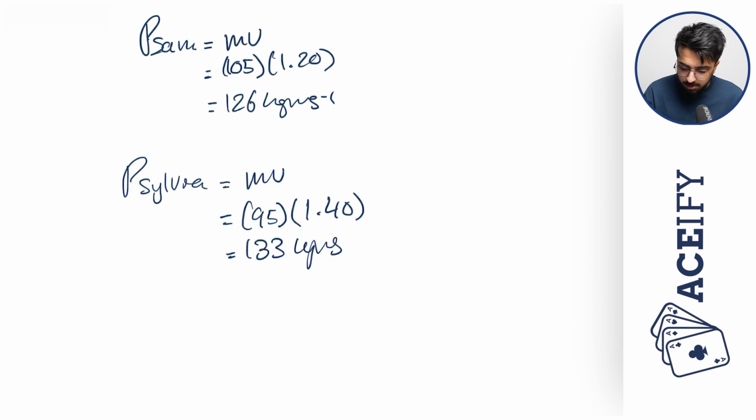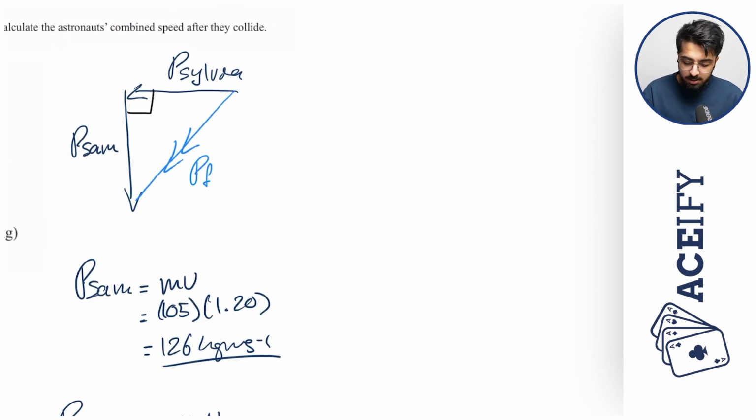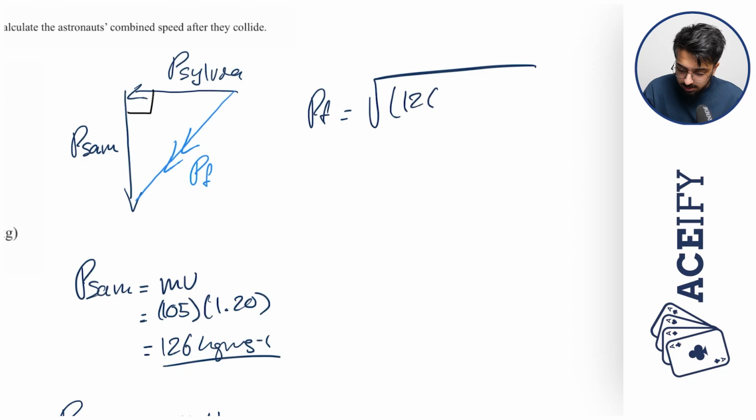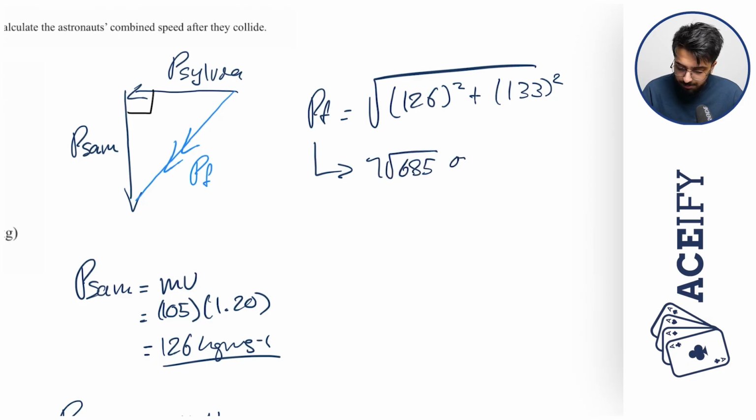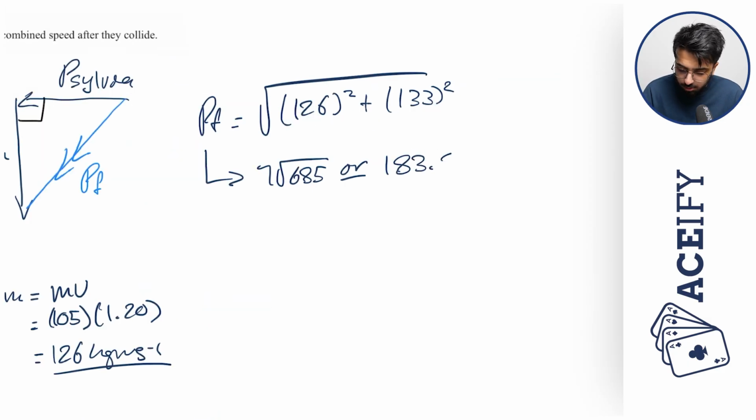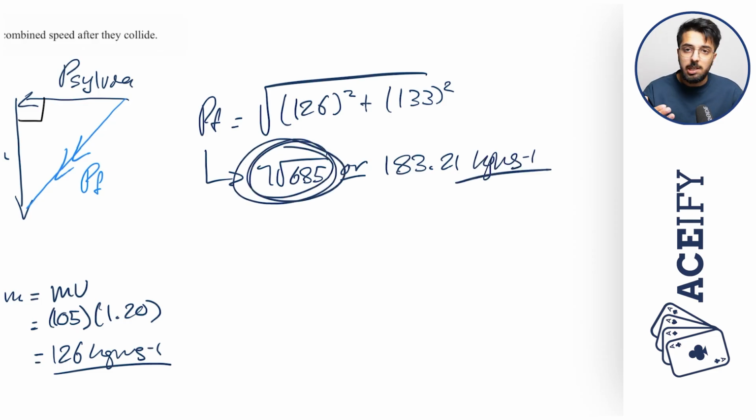And so now we can do our Pythagoras, where our momentum finally is equal to square root 126 squared plus 133 squared, and this gives a final momentum as 7 square root 685, or 183.21 kg meters per second. Now in your calculation, I highly recommend you use this value right here to keep whole values.